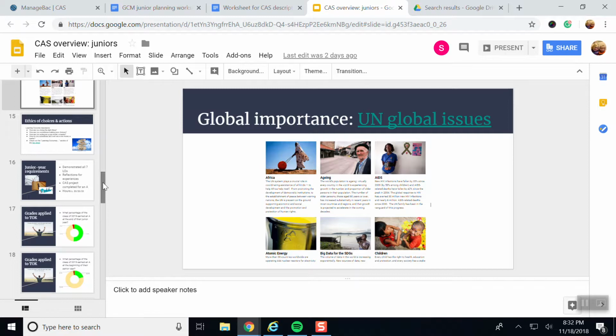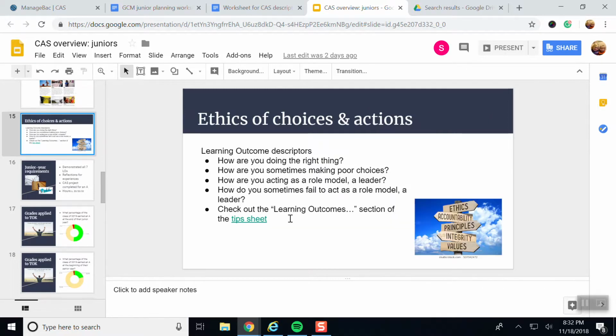So it doesn't just mean that you're going abroad to Denmark or France or China, where our school has gone in the past. It means that you are actually trying to think about something that a lot of different cultures and groups and communities are dealing with. So that could just be our Northern Virginia area, the Commonwealth of Virginia, the East Coast, the nation, North America, or the globe. Ethics of choices and actions is seen as just what are you doing that's engaging in the right thing or maybe even the wrong thing. So how are you making good choices, poor choices? How are you acting as a role model, maybe failing to act as a role model? So it's not always about success.